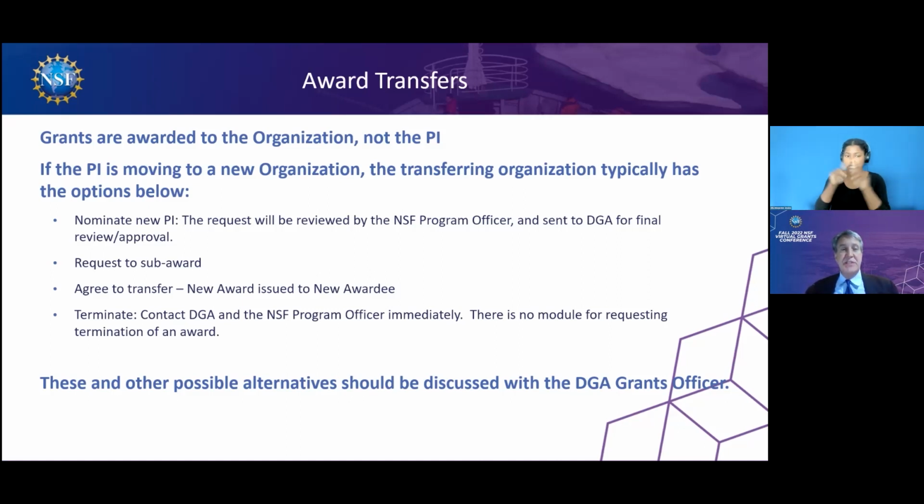As you can see here from this screen, there are several actions that can happen with an award. Again, the organization controls this, but they can actually submit and change the PI themselves and just keep the award. They can do a sub-award to the new organization and still keep the award, but do have the PI continue to work on it from their new organization, but handle that via a sub-award. They can agree to transfer the award, or they can actually agree to just end the award completely.